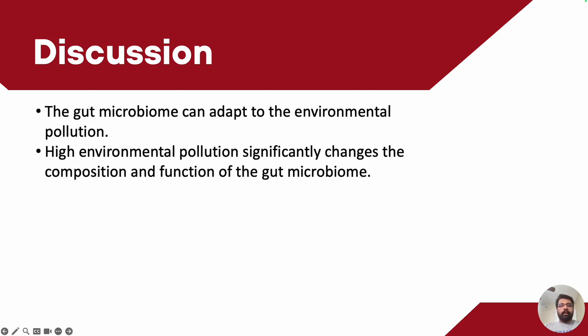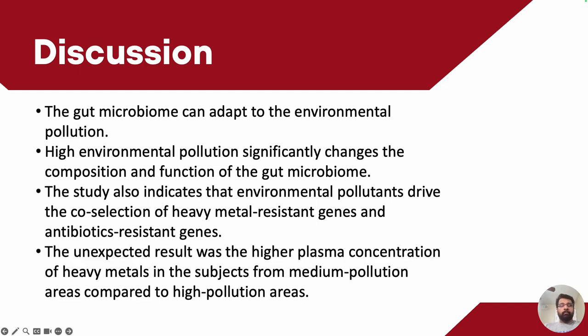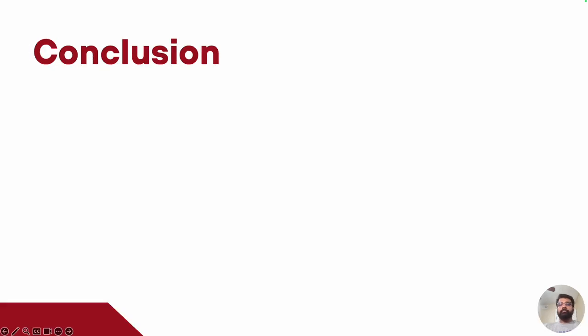Coming to the last part of this paper, there are four main important ideas that they discuss. The gut microbiome can adapt to environmental pollution. High environmental pollution can significantly change the composition and function of the gut microbiome. The study also indicates that environmental pollutants drive the co-selection of heavy metal resistance genes and antibiotic resistance genes. The unexpected result was the higher plasma concentration of heavy metals in the subjects from medium pollution areas compared to the high pollution areas.